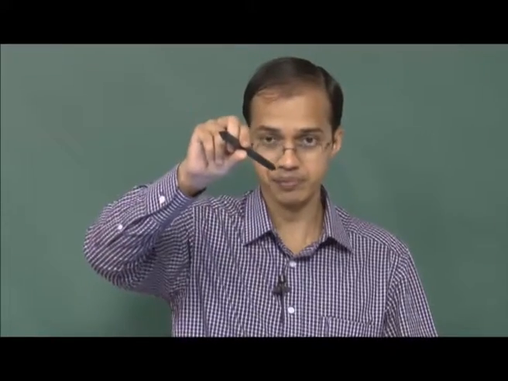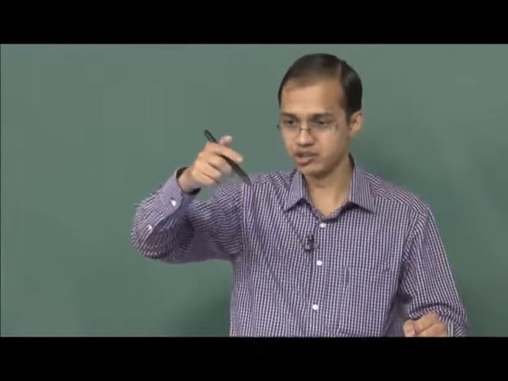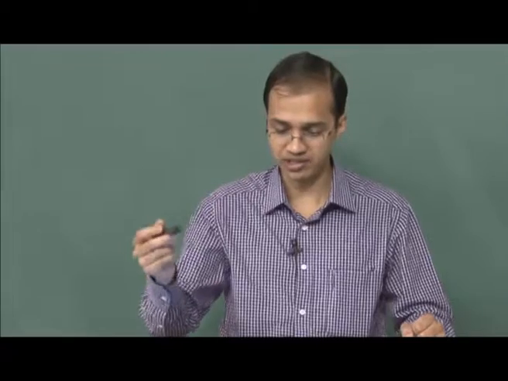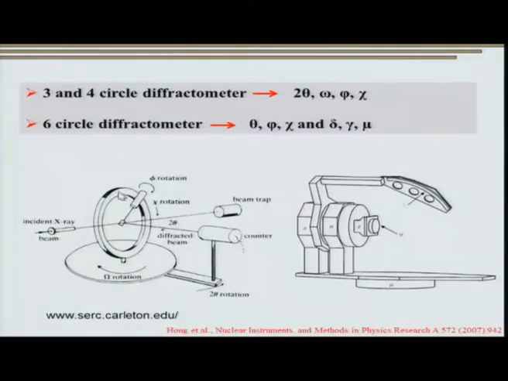correspond to the rotation of the sample about the normal axis and the rotation of the sample about an axis which is perpendicular, going through the sample, which is known as chi. This is what is shown in the figure over here. So, we see that if 2 theta and omega are coupled, it will be a 3-circle diffractometer, while in case they are uncoupled, it will be a 4-circle diffractometer.